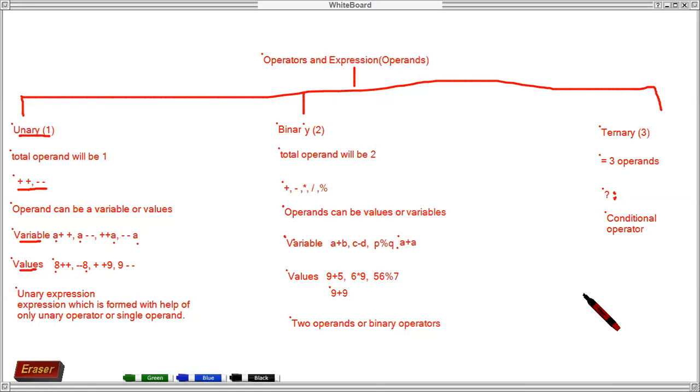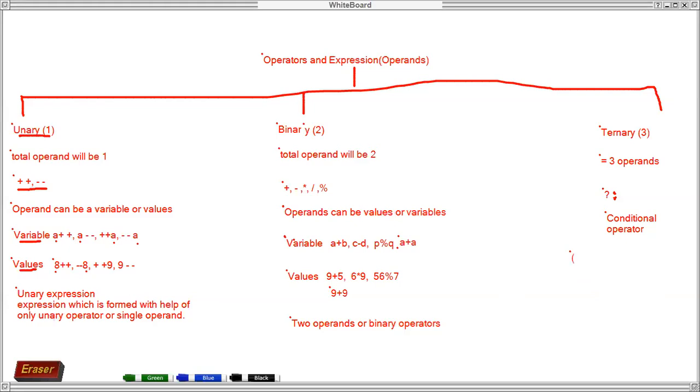Now, the total number of operands in this case will be 3. It can be three different variables, three similar variables, three different values, or three similar values. Different values, similar values, different variables, similar variables is not the concern, but there has to be 3. So how is it? I'll just show you the example. It looks something like this.